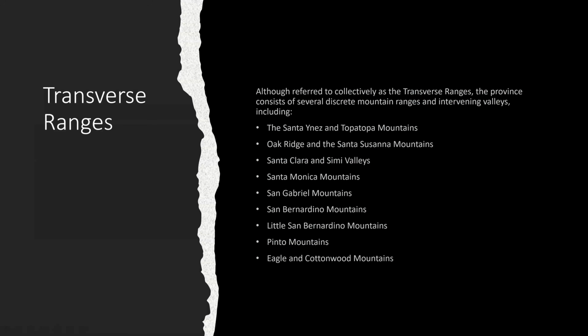Although we refer to these as ranges in a collective group, they have a significant amount of mountain ranges compared to a lot of the other ranges we'll talk about. Within this province, we see the Santa Ynez and the Topa Topa Mountains, the Oak Ridge and the Santa Susana Mountains, Santa Clara and Simi Valleys, Santa Monica Mountains, San Gabriel Mountains, San Bernardino Mountains, Little San Bernardino Mountains, Pinto Mountains, and Eagle and Cottonwood Mountains. So quite a few different mountain ranges.